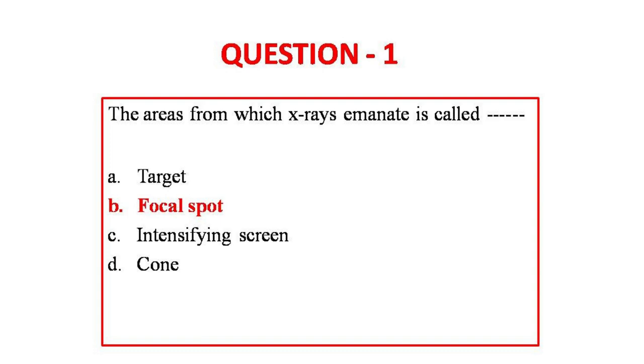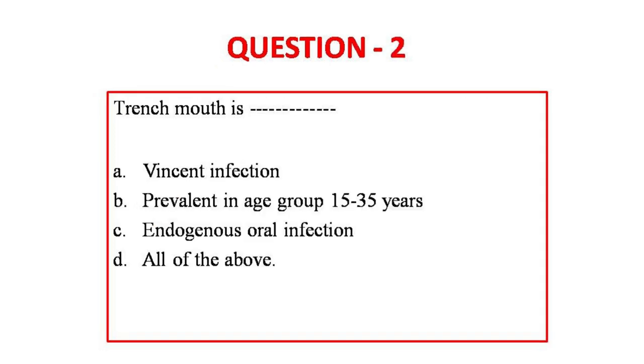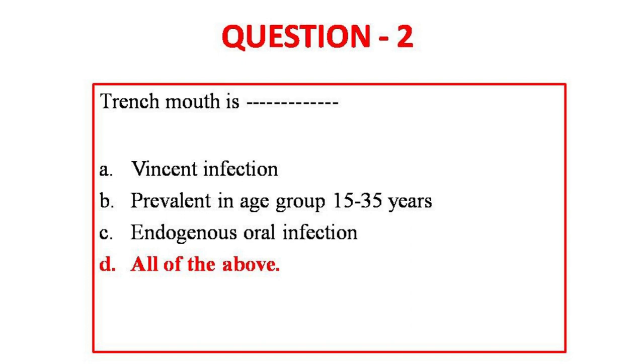So moving on to question number 2. Trench mouth is, they've given us 4 options: Vincent infection, prevalent in age group 15 to 35 years, endogenous oral infection. The answer is all of the above. So the other name of trench mouth is acute necrotizing ulcerative gingivitis.